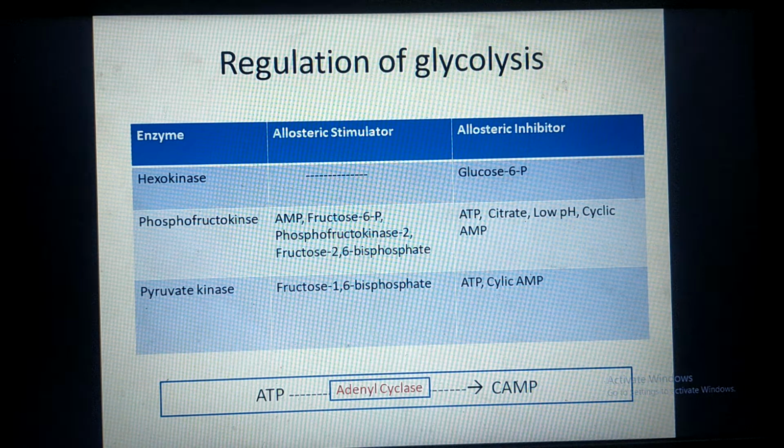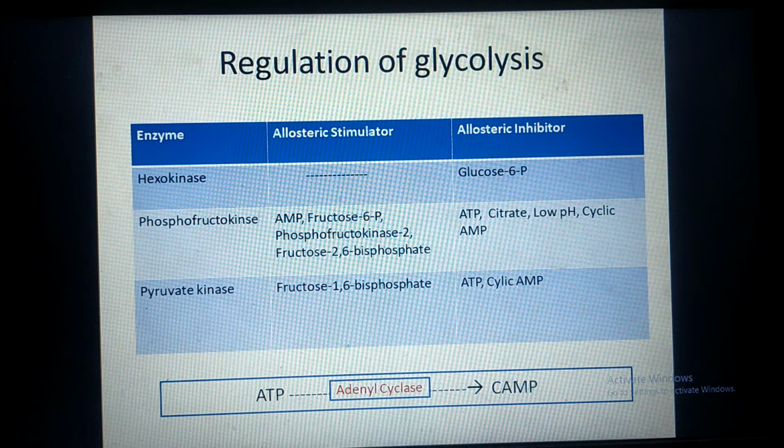The next inhibitor is cyclic AMP. Cyclic AMP is generally formed from ATP with the help of the enzyme adenylate cyclase. This enzyme is activated when the concentration of ATP is high inside the cell. So formation of cyclic AMP itself indicates that the ATP concentration of the cell is high and the cell does not want more ATPs, so it tries to inhibit the pathway of glycolysis.